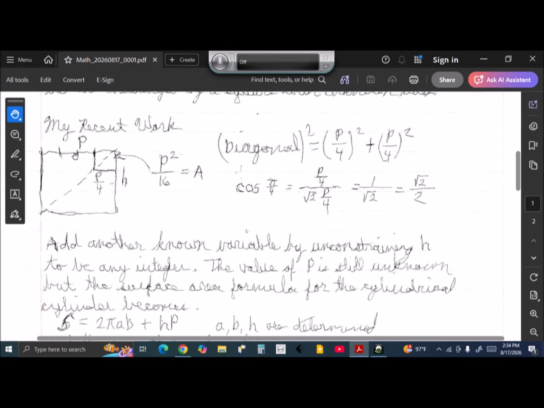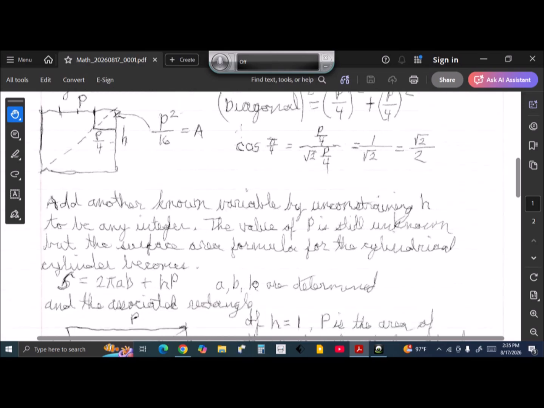So we would have P and h equal to each other, but now when we unwrap that elliptical cylinder, we will get a rectangle or possibly a square. So it will be unconstrained. It could be any integer. But we still don't know P.